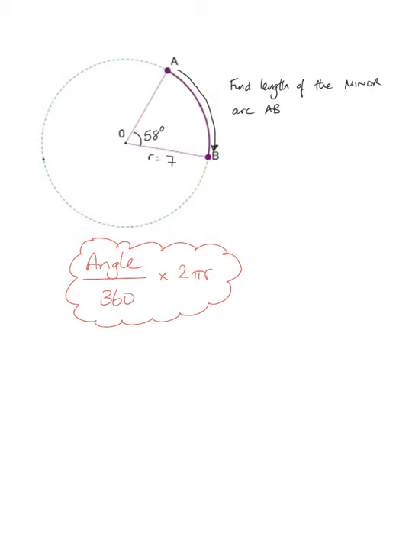So for this particular question, I'm going to do 58 over 360, because the angle is 58, times 2 times pi times 7, because 7 is the radius. And that gives me 203 over 90 pi, which rounds to 7.09.